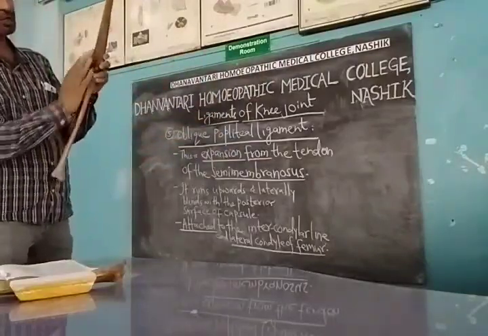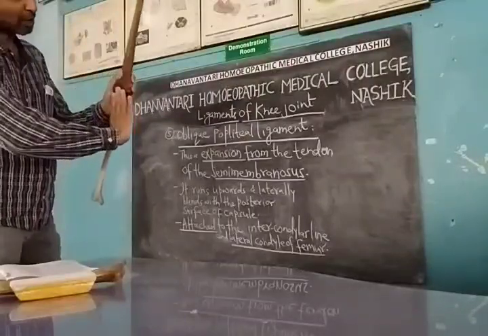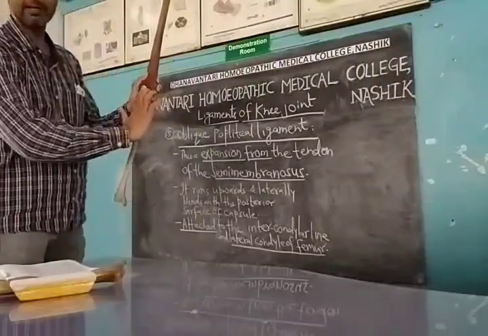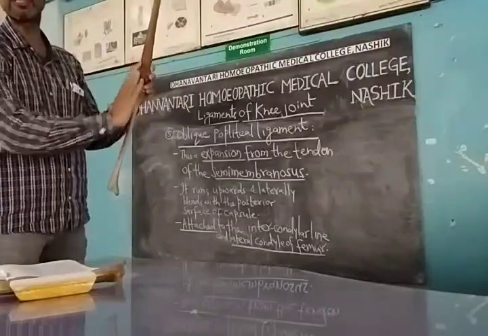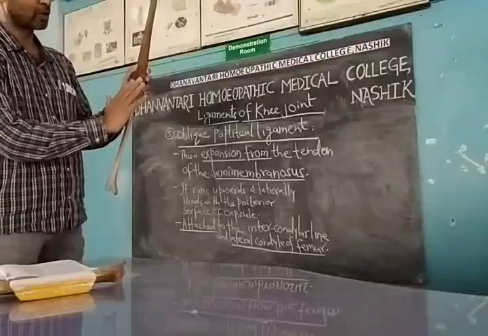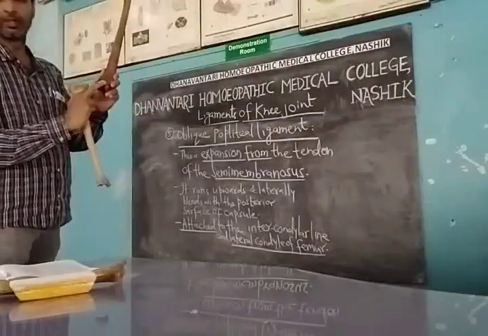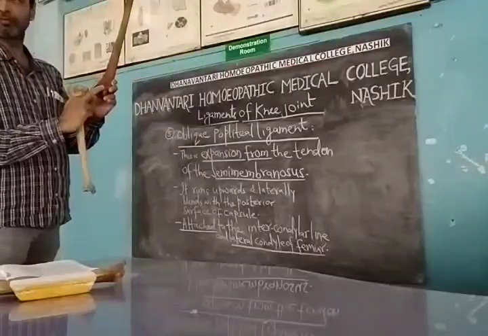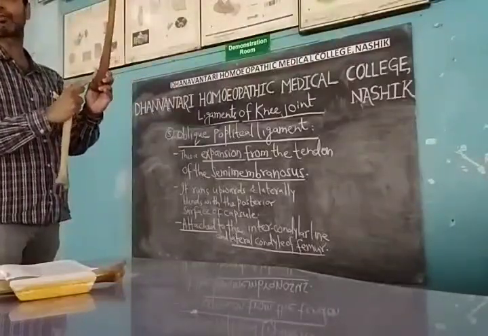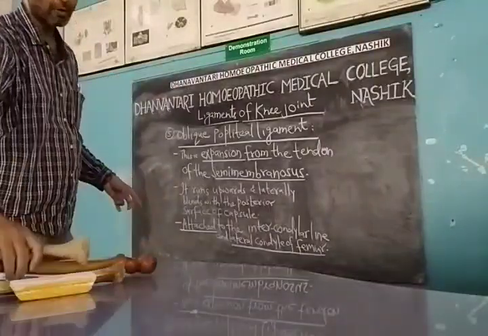Here it is, the posterior part of the capsule. From here it goes obliquely and gets attached, or blends, that means mixes, with the posterior surface of the fibrous capsule. Its attachment is to the intercondylar line and the lateral condyle of the femur, inserted here. So that is the attachment.